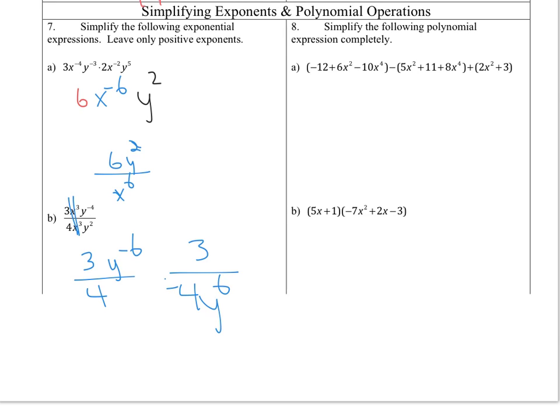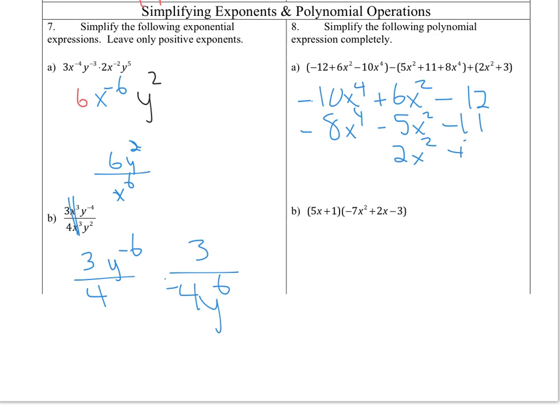Simplify. Negative 10x to the 4th plus 6x squared minus 12. I'm just matching up like terms now. So negative 5x squared, minus 11, minus 8x to the 4th plus 2x cubed, plus 3. Add up like terms. So that's negative 18x to the 4th, 3x cubed, and negative 23 plus 3, which is negative 20.